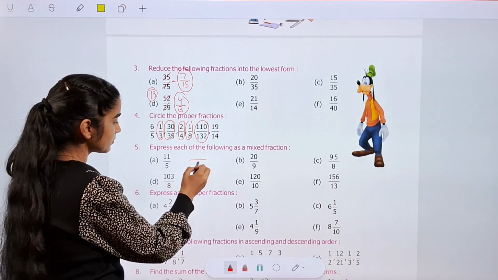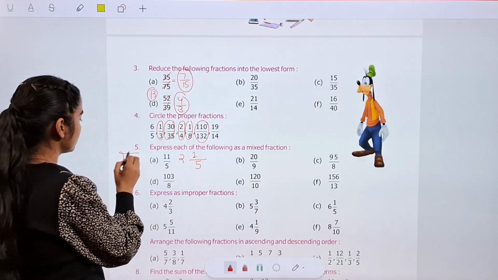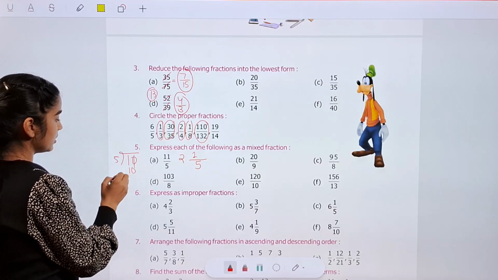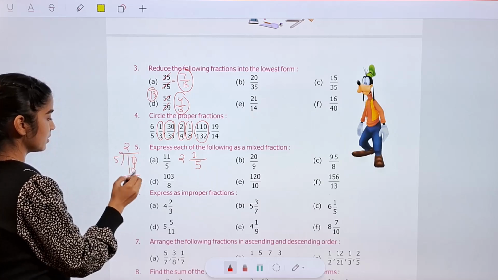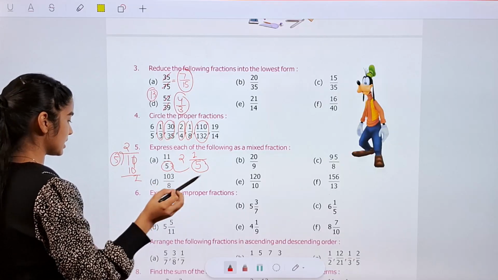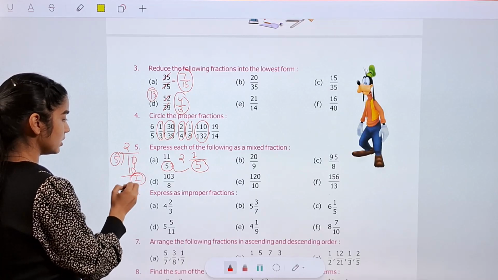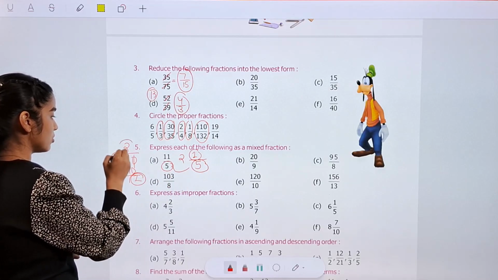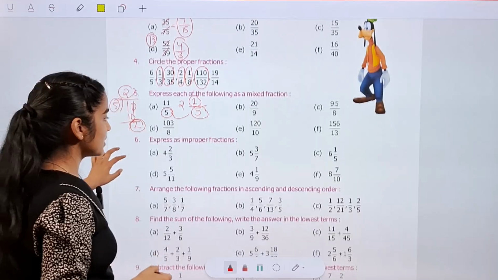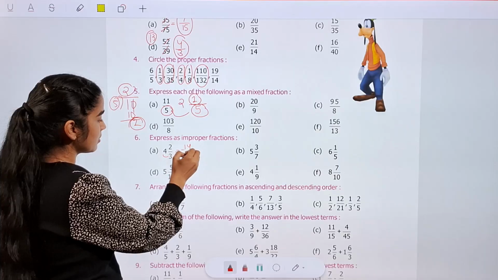Express each of the following as a mixed fraction. So 5, 2, 1. How can I solve it? 10, 2 times 1. So 5 your denominator, in this case also this is your denominator, remains same. Then you will get 10 at the place of 2. So this is 1, it's your numerator, and 2, which is your quotient, will be written in between the numerator and the denominator. Express as improper fraction. 4 3s are 12, 12 plus 2 is 14. So 14/3 is your answer.